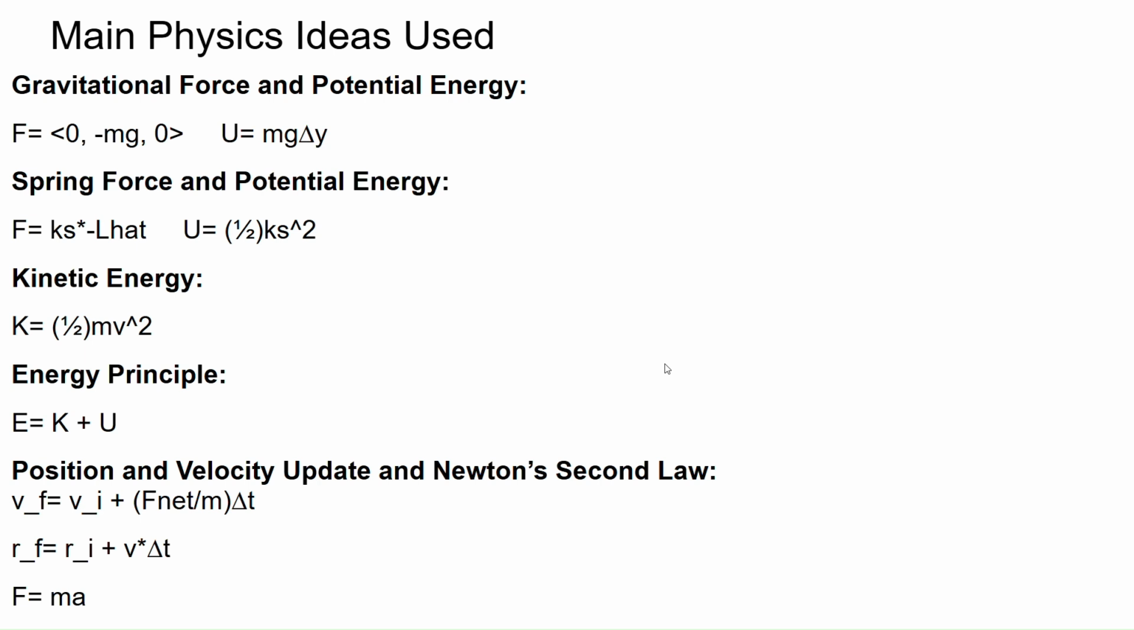Main physics ideas used. These are the gravitational force and potential energy, the spring force and potential energy, kinetic energy, energy principle, and the position and velocity update formulas along with Newton's second law. All these physics ideas were used in the coding, and I will explain how they were used and why they were used when we get to the coding.